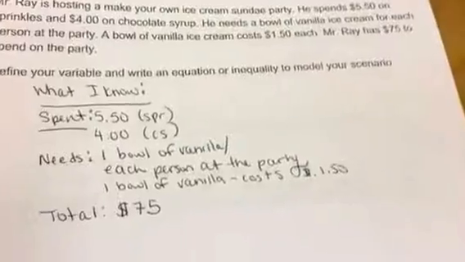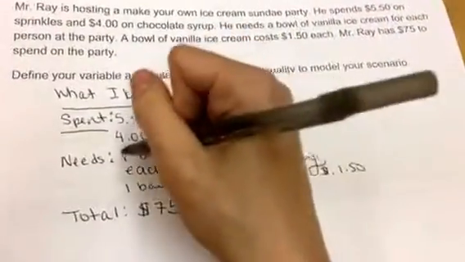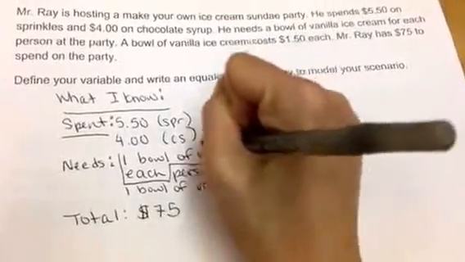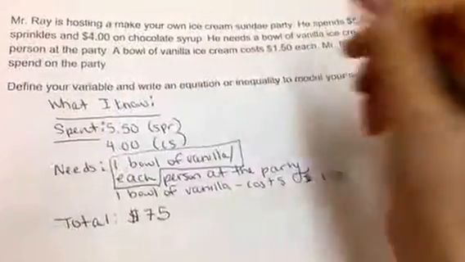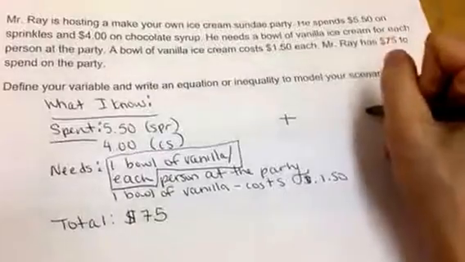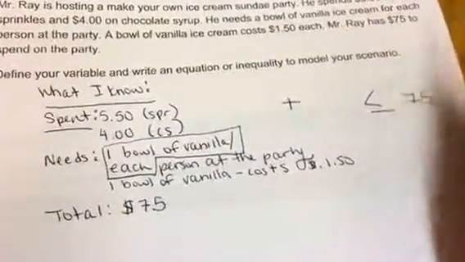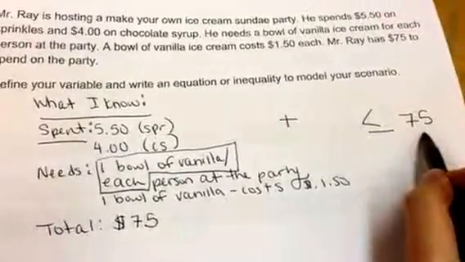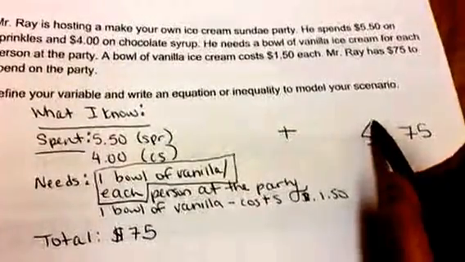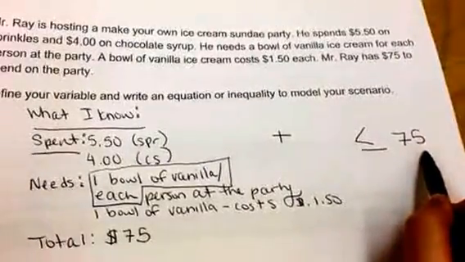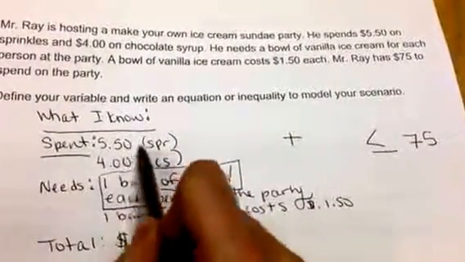Okay, so my variable is going to come from the needs part. It's going to come from what I need from each person. So I know that when I'm at the store and I'm putting everything together and trying to figure out what the cost is, that's going to be addition because I'm trying to find out how much everything costs altogether. I know that it's less than or equal to because I can't go over $75. This is what I already spent.